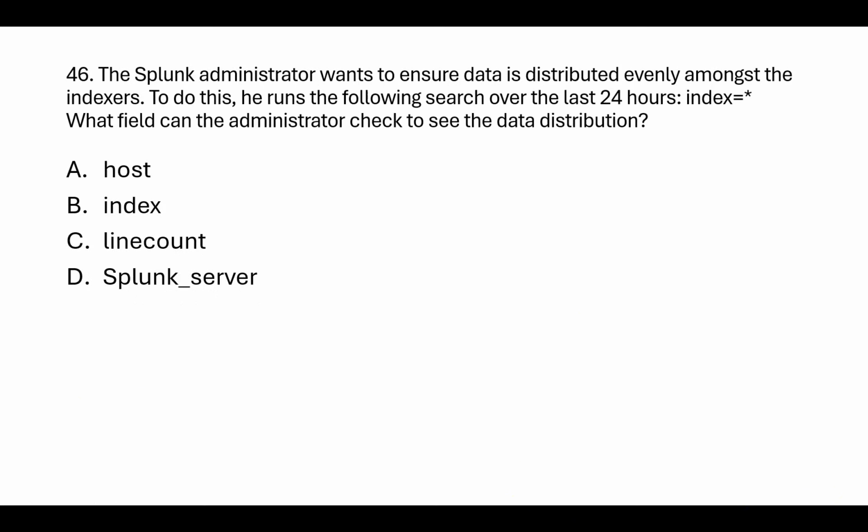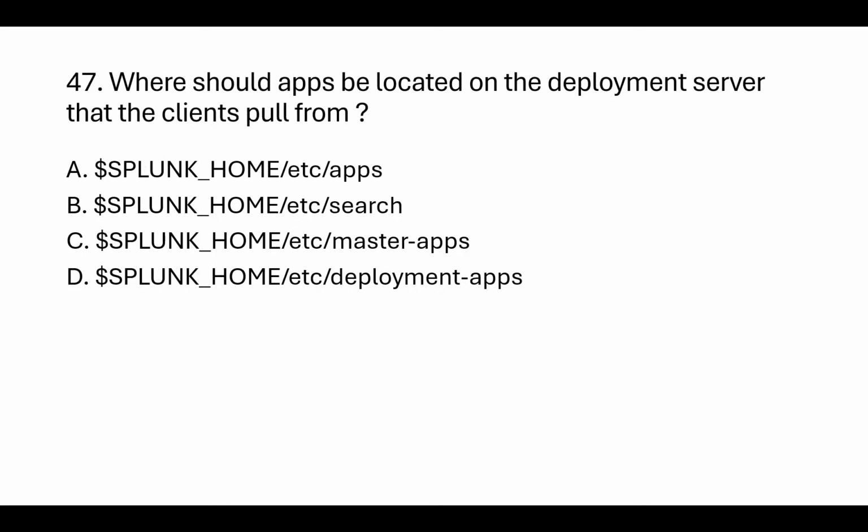Question number 46. The Splunk administrator wants to ensure data is distributed evenly amongst the indexers. To do this, he runs the following search over the last 24 hours: index equals star. What field can the administrator check to see the data distribution? Option A, host. Option B, index. Option C, linecount. Option D, splunk_server. And the answer is option D, splunk_server.